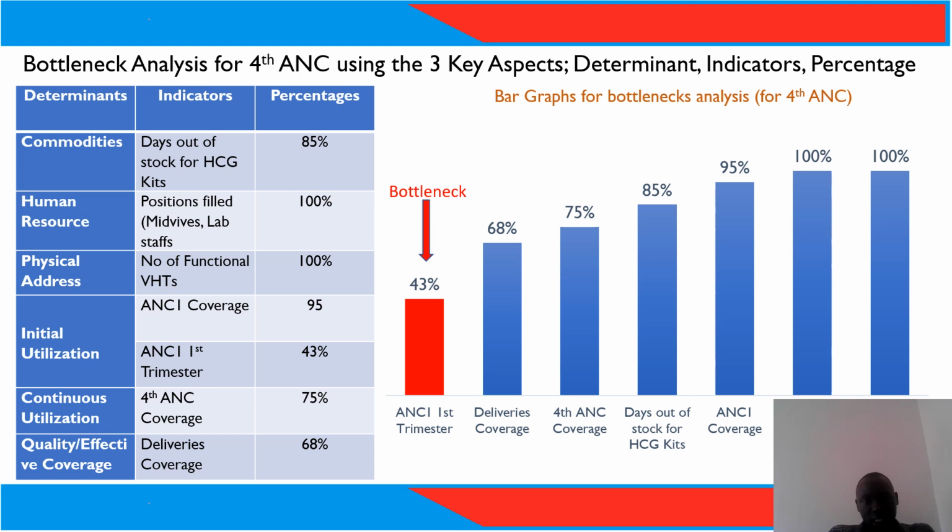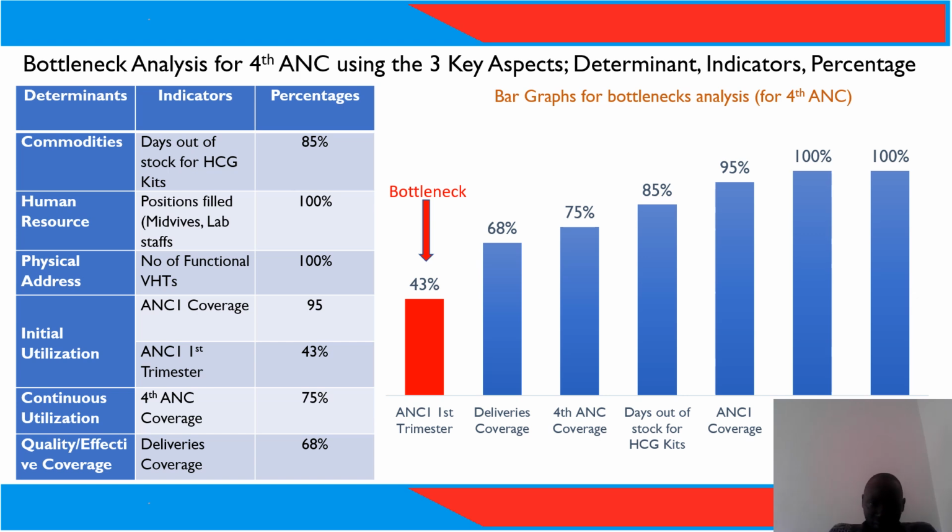So when you compute all this, for you to get a bottleneck, you will have to get these indicators against the percentages. Just populate them here, then you arrange them in sequence to find out exactly what bottleneck we're looking at. Imagine we were looking at fourth ANC as a problem, but you find that the problem we're looking at persisting is actually triggered by the first trimester. And logically, this one comes out.